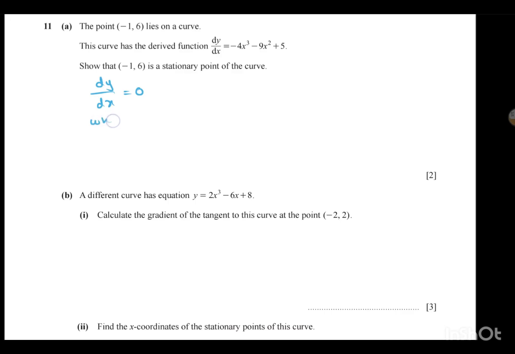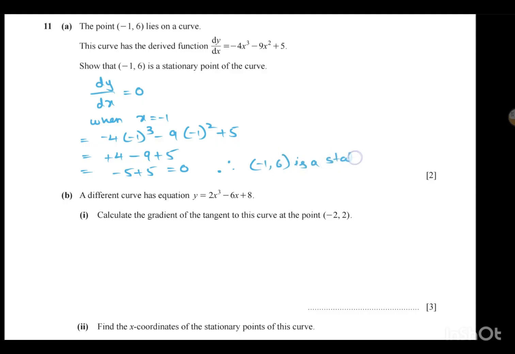So when x is equal to minus 1, minus 4 into minus 1 whole cube minus 9 into minus 1 whole square plus 5. Find out. Minus 4 into minus 1 cube is minus 4 into minus 1, that is plus 4. Minus 9 into minus 1 square is plus 1, so minus 9 into plus 1 is minus 9, plus 5. 4 minus 9 is minus 5, plus 5, which is 0. So therefore (minus 1, 6) is a stationary point because we got it as 0.